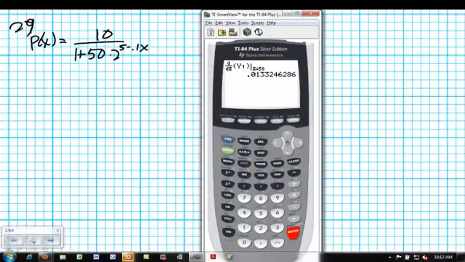We got different answers. It's supposed to be 13. This number is in thousands of dollars per unit, right? So if I want to do it in regular dollars, I'd move the decimal place 3 places, and I would get $13.32 per unit is my marginal profit.